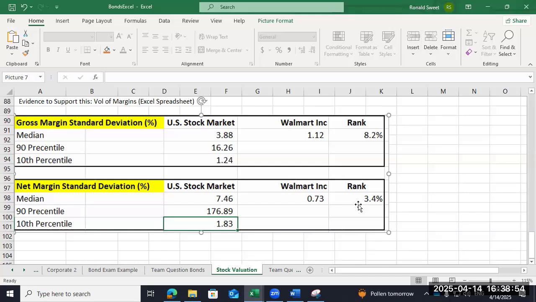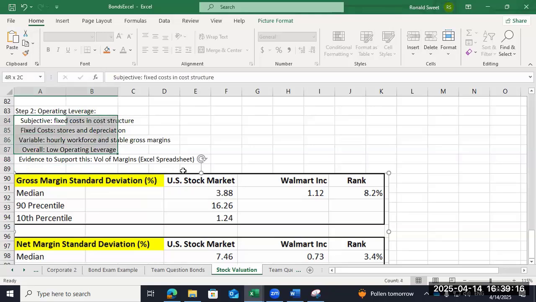Because if you have fixed costs, if revenues fall, your expenses don't fall, and your net income is going to fall a whole lot more. Same thing on the upside. Revenues rise, your expenses don't rise, so your income rises a lot more. So that's my argument. Walmart has very low operating leverage, and you can notice it in that they have extremely stable margins.